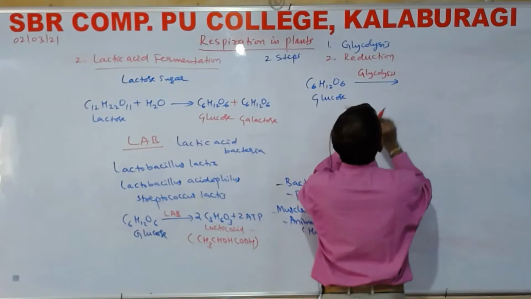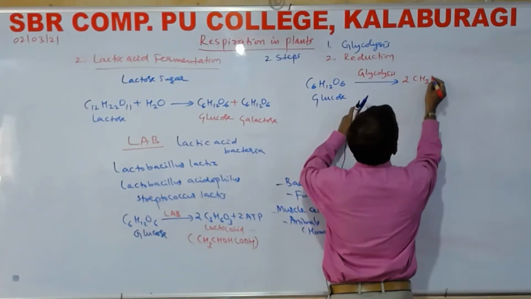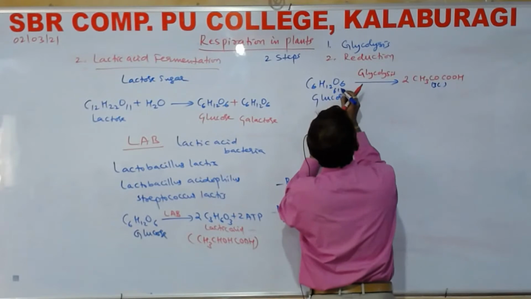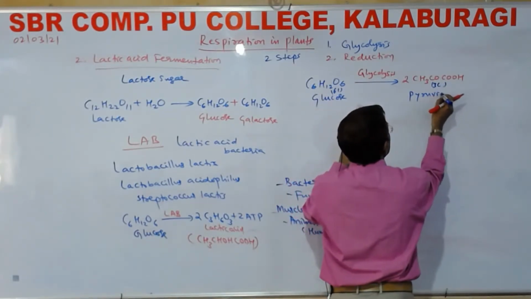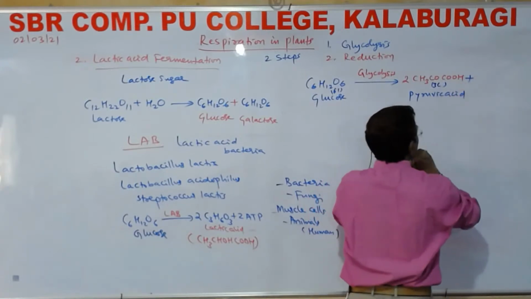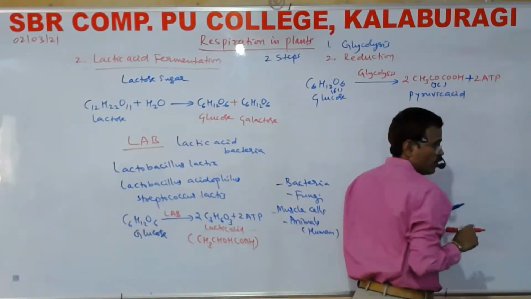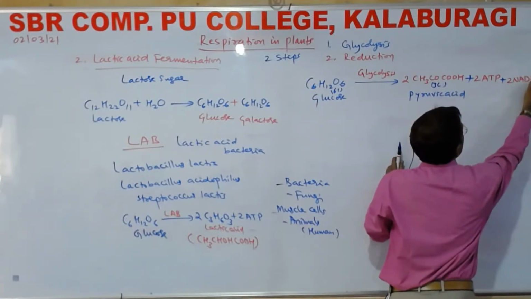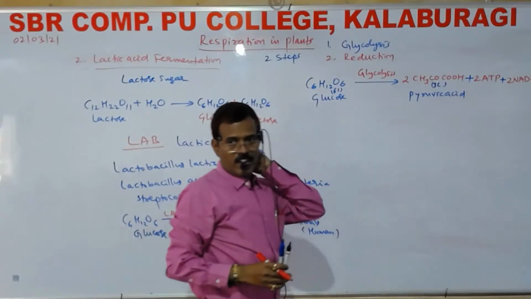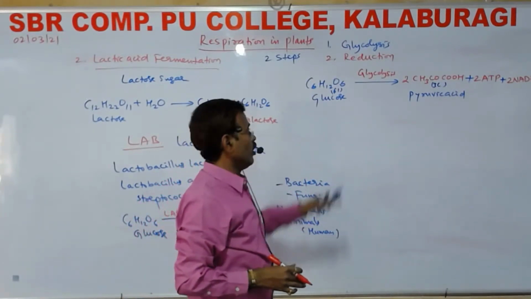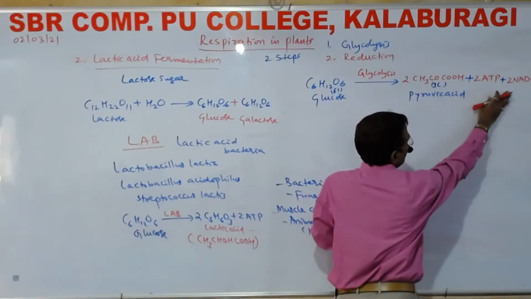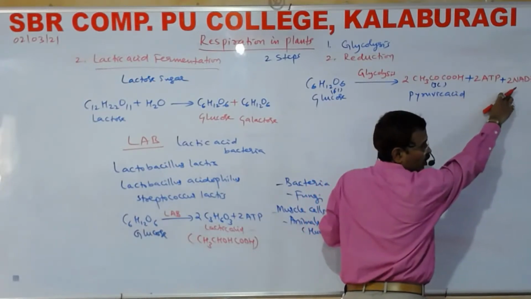What will you get here? CH3COCOOH, two molecules of a three carbon compound. What is this? Pyruvic acid, plus two molecules of ATP, and plus two molecules of NADH2. This is the glycolysis which occurs in 10 steps, right? So we got pyruvic acid, 2 ATP, 2 NADH2. This is the reduced coenzyme, reduced nicotinamide adenine dinucleotide.